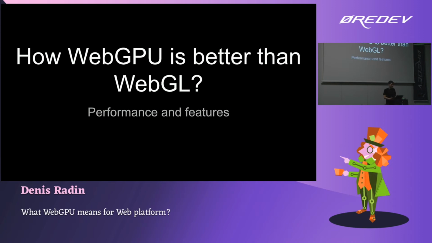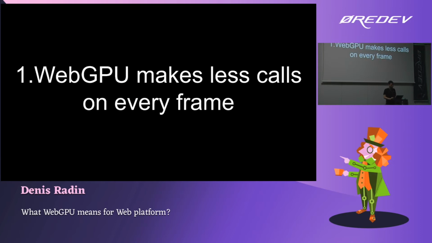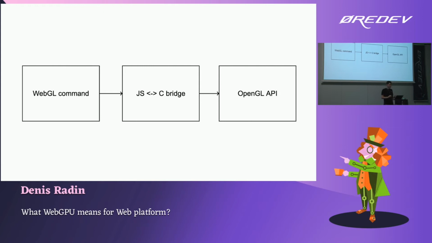Okay. How is WebGPU better than WebGL? This is probably the most pragmatic point. First of all, WebGPU makes fewer calls on every frame. We heard that before, and I've been showing a comparison of listings. Yeah, we've seen that listing.